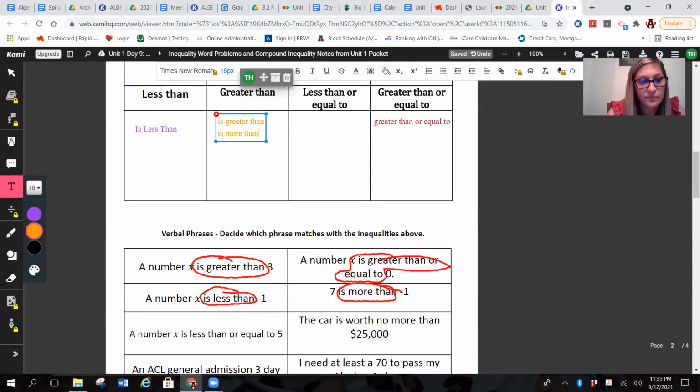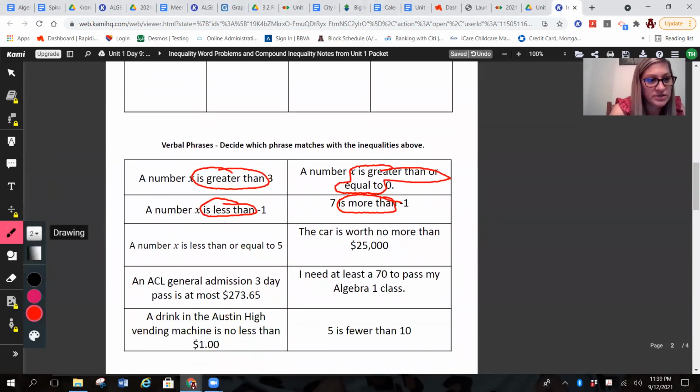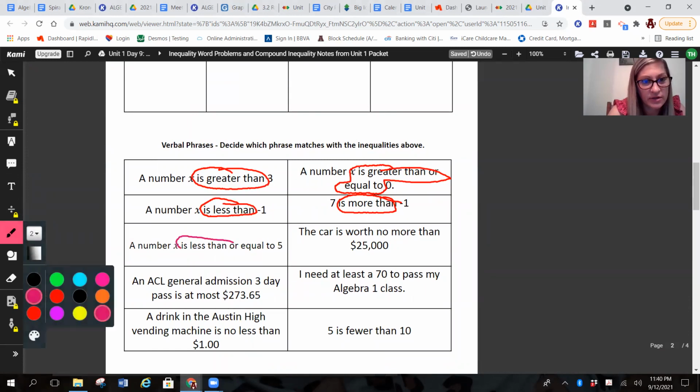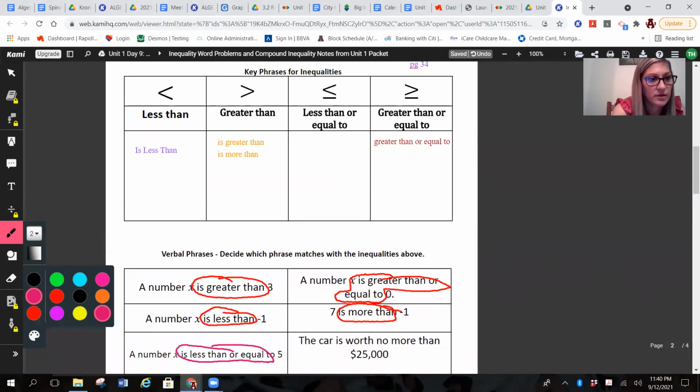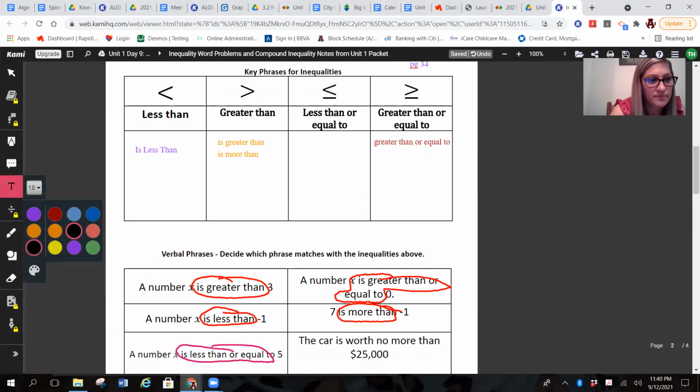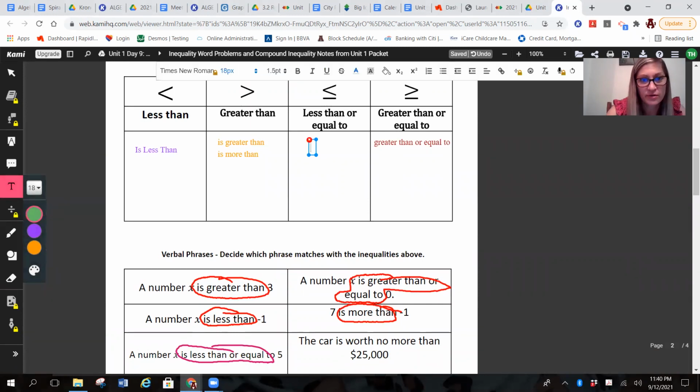All right. Our next question says a number x is less than or equal to 5. Less than or equal to would be an example of a less than or equal to sign.